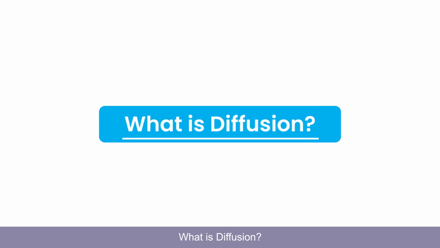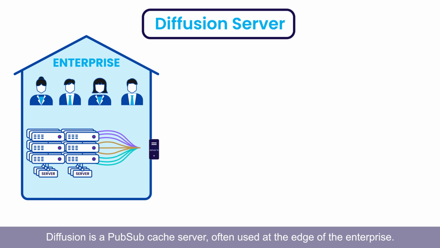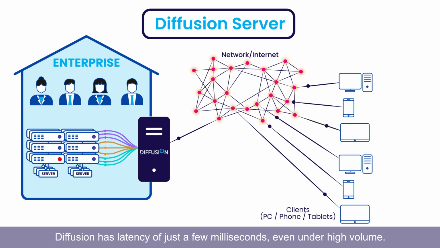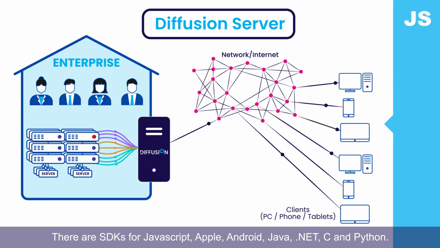What is Diffusion? Diffusion is a pub/sub cache server often used at the edge of the enterprise. It synchronizes data objects between the server and clients connected by WebSockets. Diffusion has latency of just a few milliseconds, even under high volume. End clients can be web browsers, mobile apps, desktop applications, or server applications.